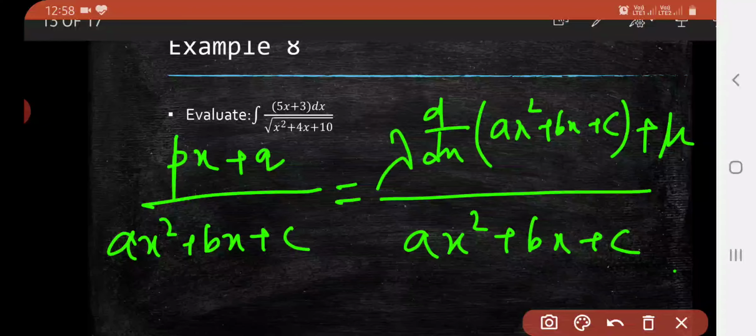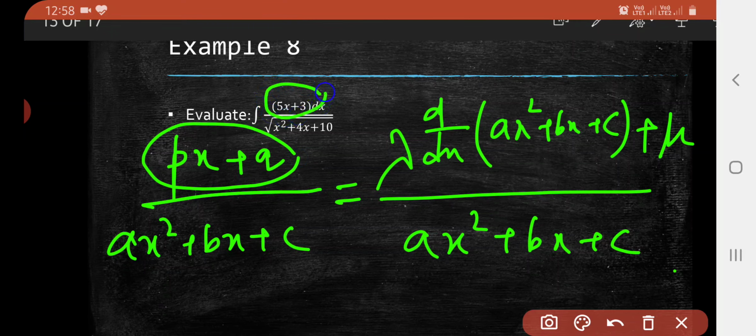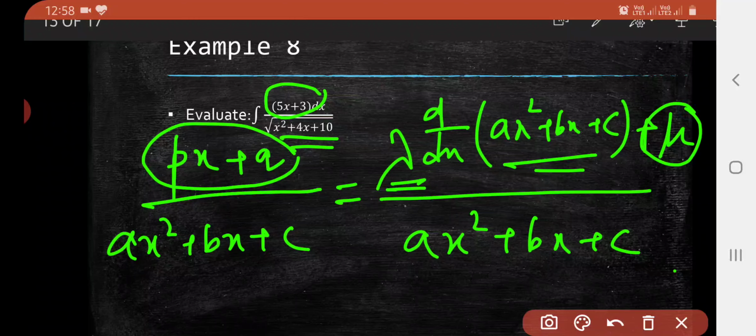Be it without under root or with under root, it doesn't matter. In both cases, I have to ensure that I write the numerator part, like here, as some constant times the derivative of the denominator part, plus another constant. So this is how we have to represent it. This is the first step of solving the problem. So let us see how to do it.